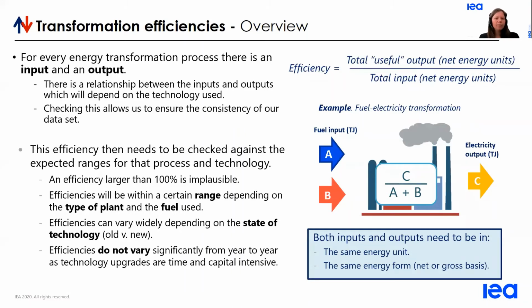And they will vary depending on the state of technology. An older plant will usually have a lower efficiency. And they should not vary significantly from year to year because technology upgrades are time and capital intensive. So except if you have a new power plant coming online, and then you should see an increase in efficiency, you should have a quite consistent time series in the efficiencies.